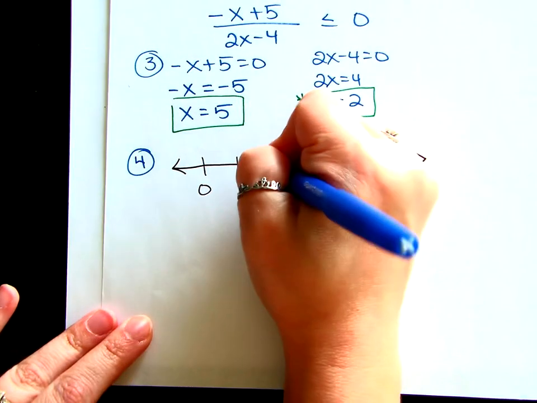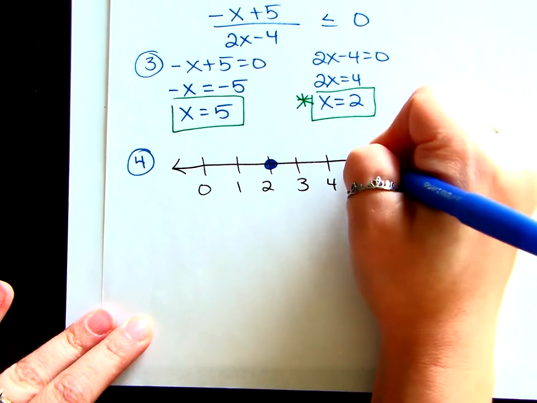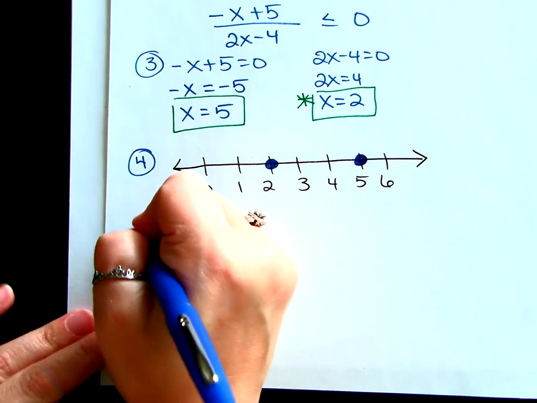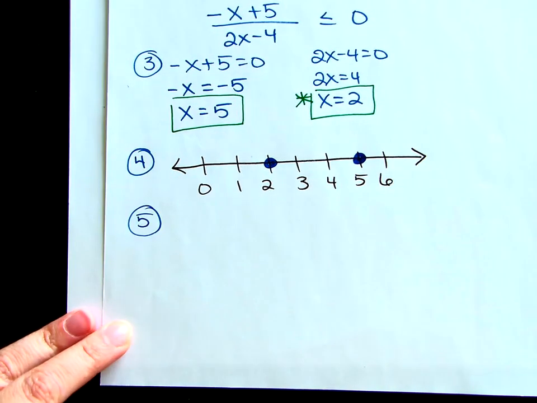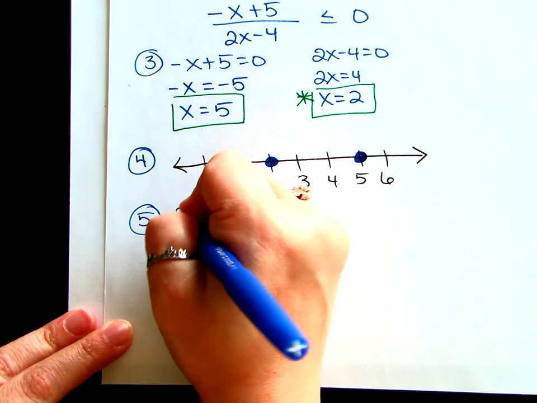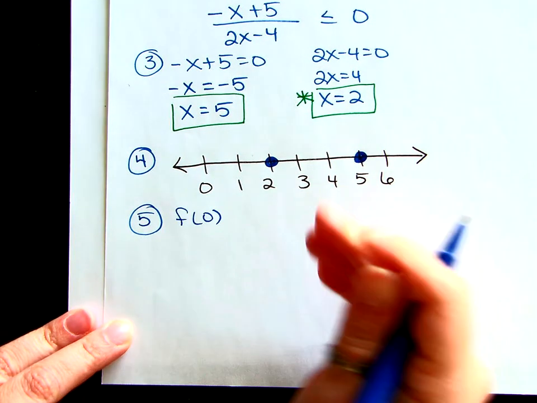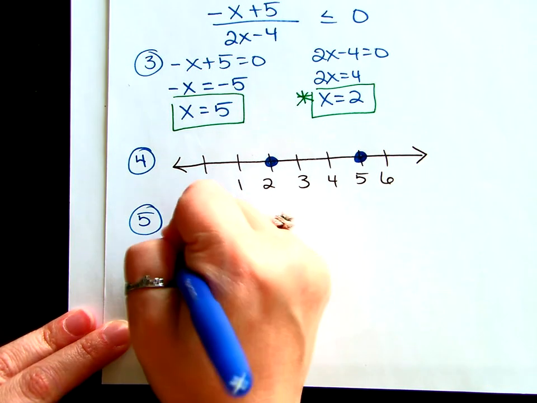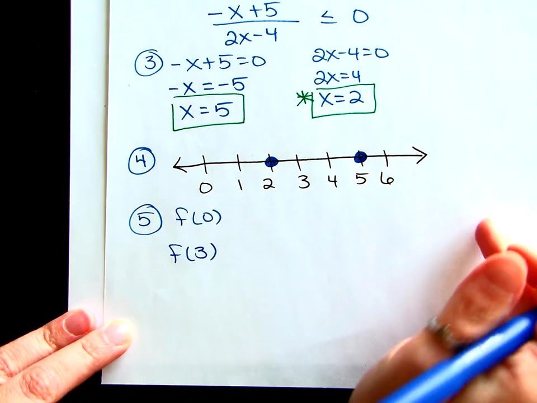Two, 5. So I'm going to have 3 test points. I need something to the left of 2, so I'm going to find f of 0. Something between 2 and 5, so I'm going to find f of 3, and something beyond 5, I'm going to find f of 6.